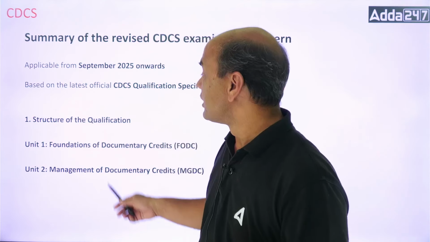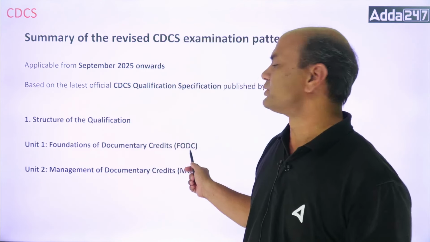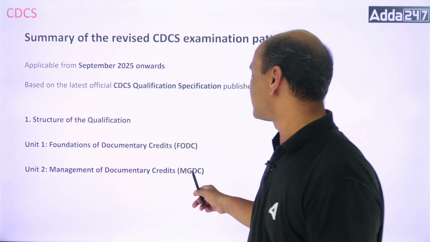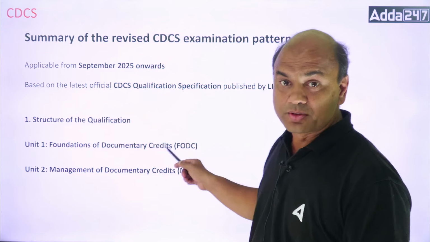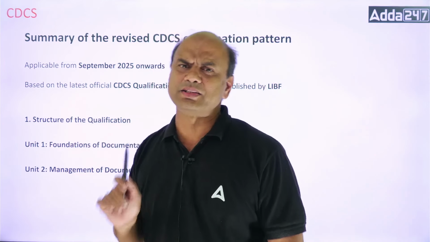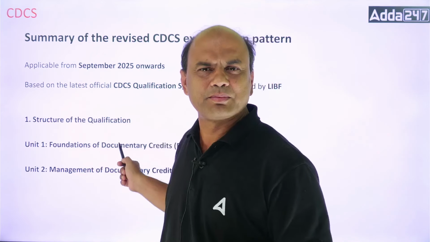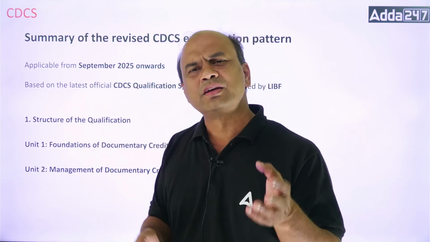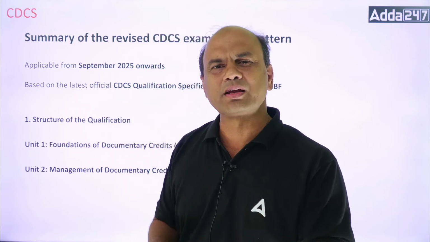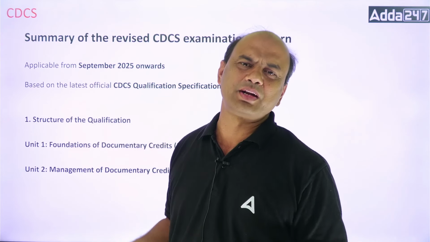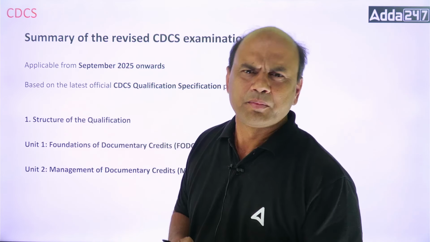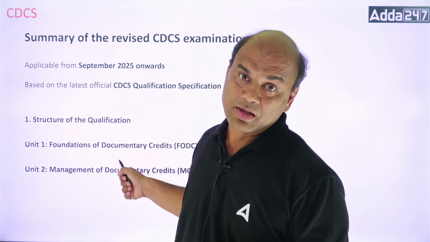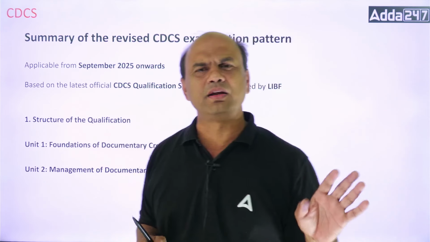So the first is Foundation of Documentary Credits, FODC, and the second is Management of Documentary Credits, MGDC. Now these two, FODC and MGDC, again are basic. See, FODC mainly covers UCP. It means ISBP automatically comes with UCP, because ISBP is a supporting document. Some key focus areas of UCP are covered in FODC. But MGDC is in detail.